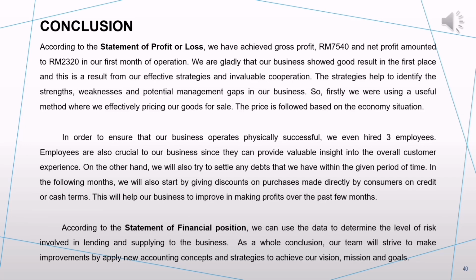Based on the SOPL, we have definitely achieved gross and net profit. Of course, we are happy and glad because it is our first month of operation and showed a good result. How? The answer is because we use some effective strategies: we effectively price our goods for sale, we hired employees to provide valuable insight to customers, we tried to settle any debts within the given period of time, and we also try to give discounts on purchases made by consumers.